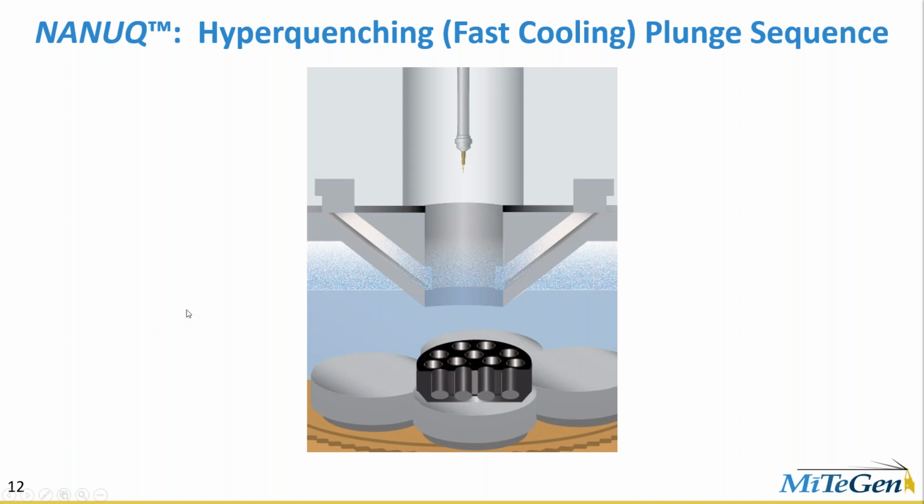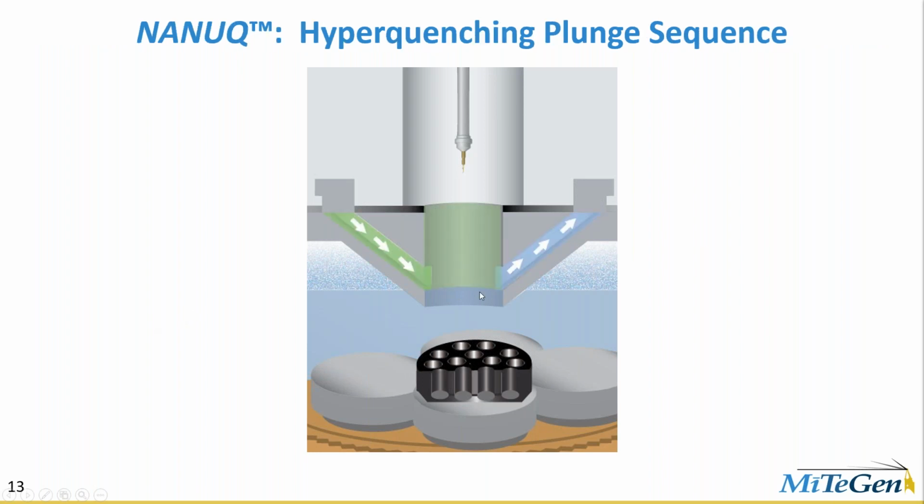When a plunge sequence is initiated, the first thing that happens is that the cold gas above the liquid nitrogen is sucked out and warm gas is flowed in to replace it, so that there's an abrupt transition between warm, dry gas and cold liquid nitrogen. Then the sample is plunged at 2 to 3 meters per second into the liquid nitrogen.